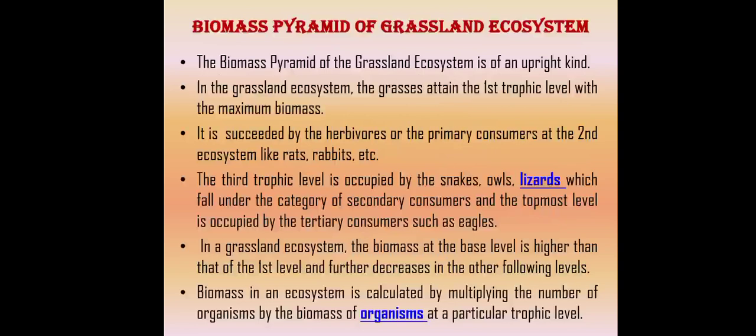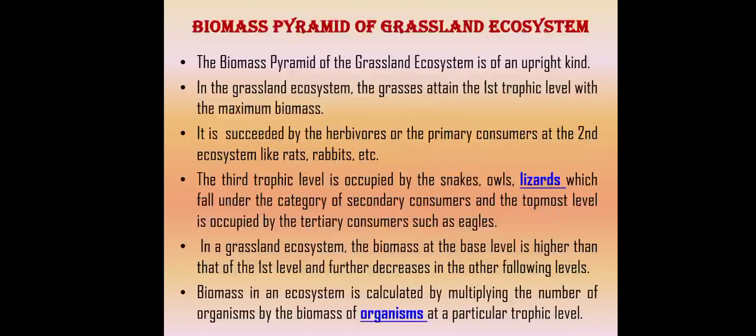Such an upward pyramid of biomass is observed in the grassland ecosystem, which is also a terrestrial ecosystem, where the grasses are present at the first trophic level and act as producers with the maximum biomass. Then they are succeeded by the herbivores or primary consumers at the second trophic level, which have less biomass than the grasses. The third trophic level is occupied by snakes, owls or lizards, which fall under the category of secondary consumers, and the topmost level is occupied by tertiary consumers such as eagles.